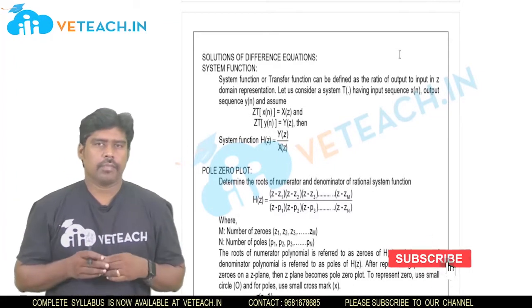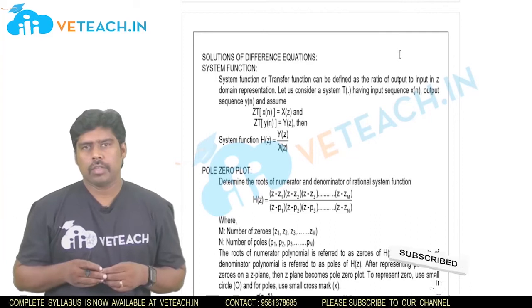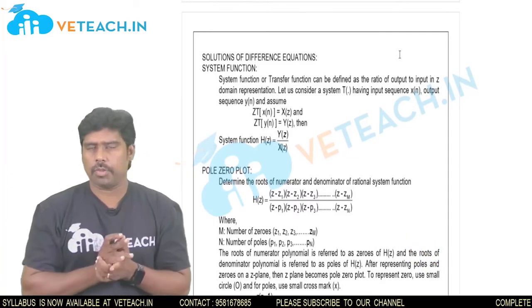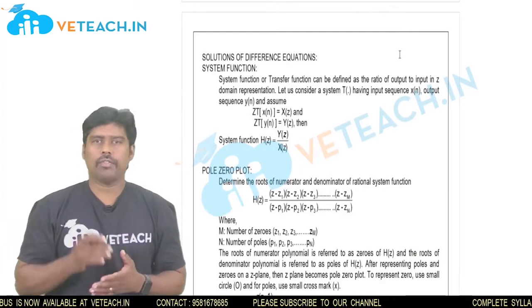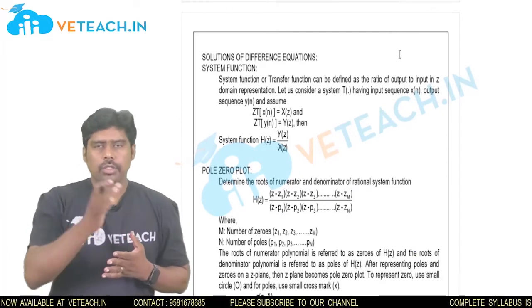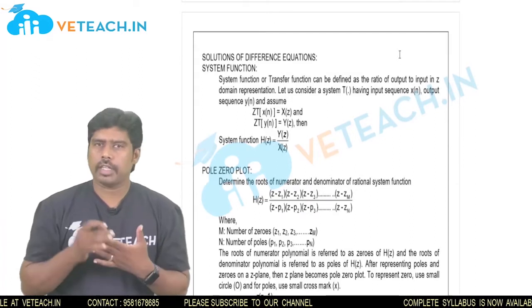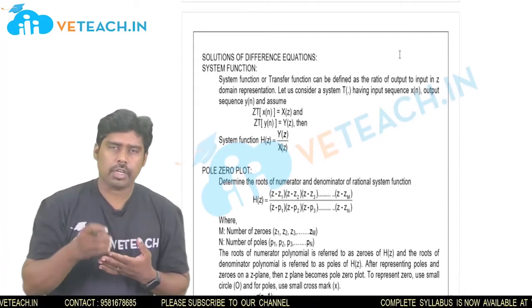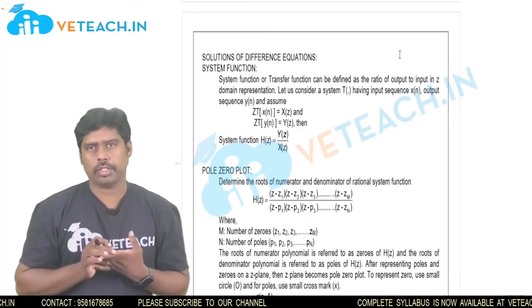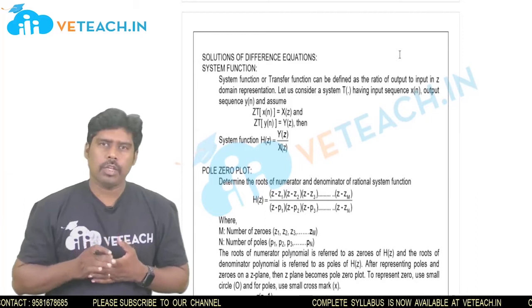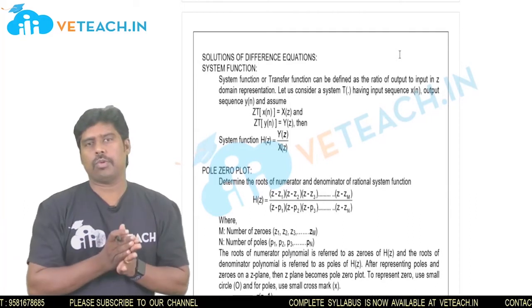In this session, I would like to explain the solutions of difference equations using Z transforms and the system function. Actually, we already learned the solutions of difference equations without using Z transforms: how to find the natural response and how to find the forced response. And the same concept, the same problems, you can solve using Z transforms also.